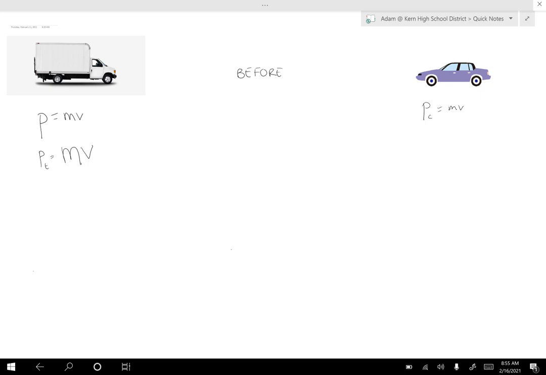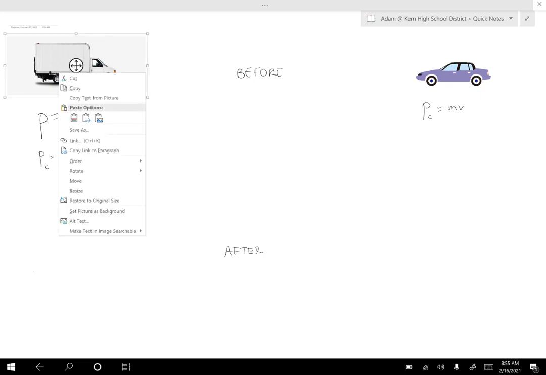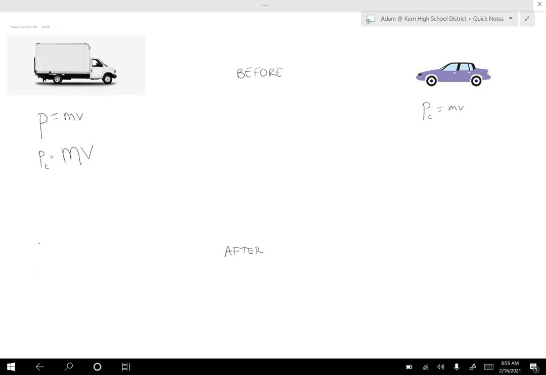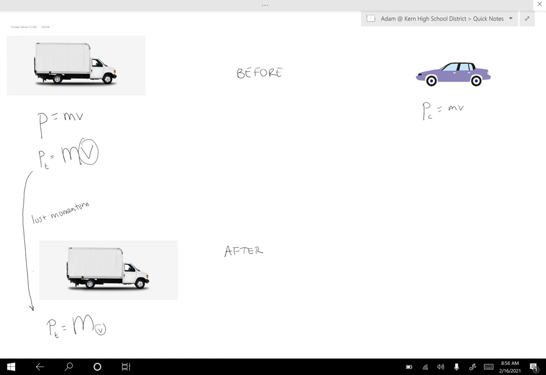After the collision, this truck is now going... Let's see if I can make a copy. Copy. Paste. After the collision, this truck is now going with still a big mass, but now a small velocity, right? So I'm hoping you can see that we have lost momentum, right? We had a change in momentum where momentum was lost from the truck because it went from big velocity to little velocity.